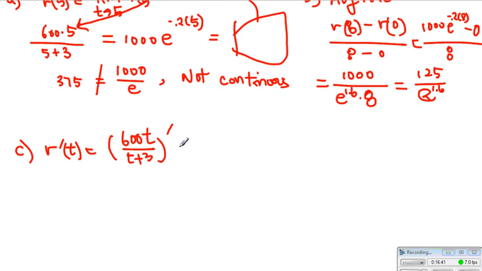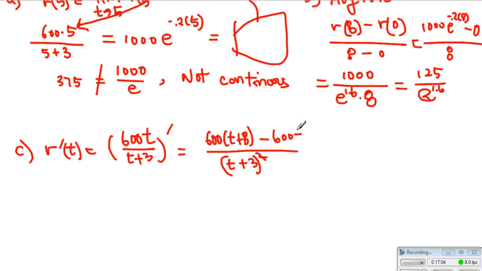So when you take the derivative, the denominator is squared, so (t + 3)². And then the first one becomes 600 times (t + 3) minus 600t times the derivative of the bottom, which is simply 1. Then once you calculate this one, what we end up getting is this.